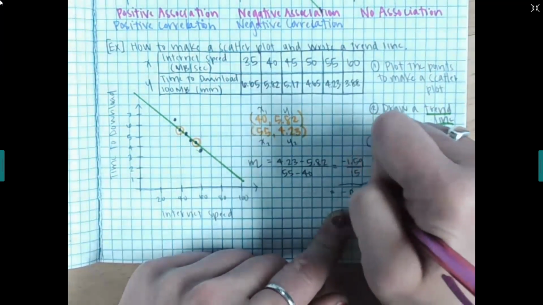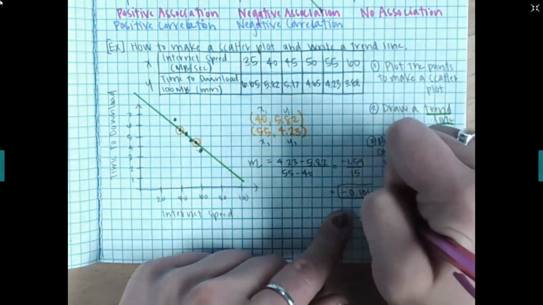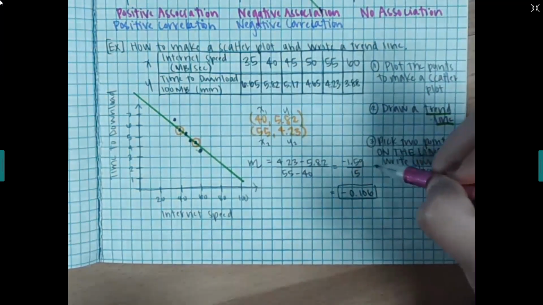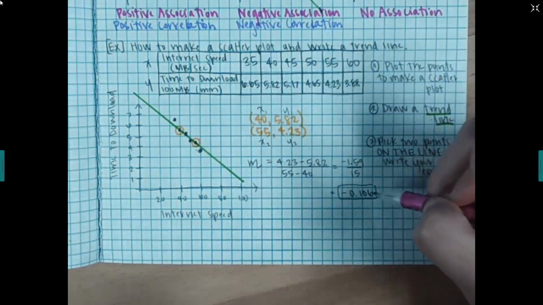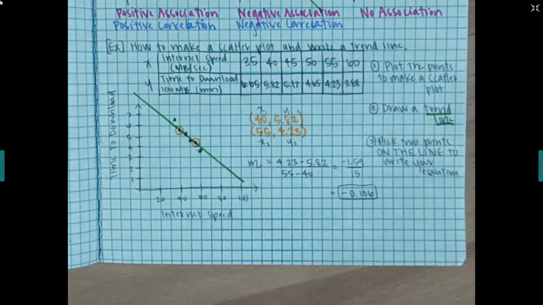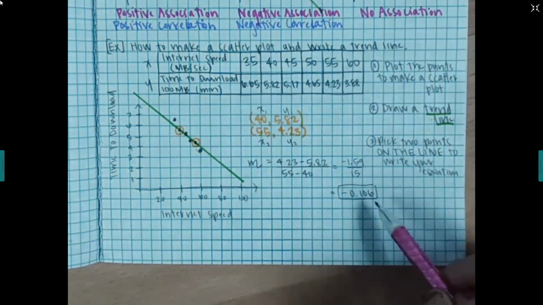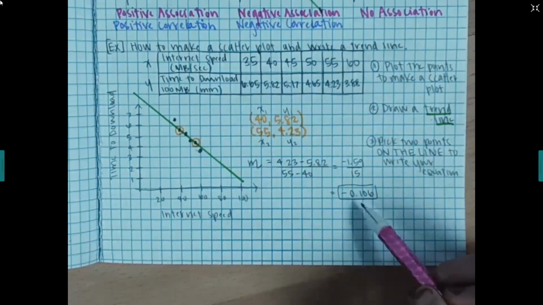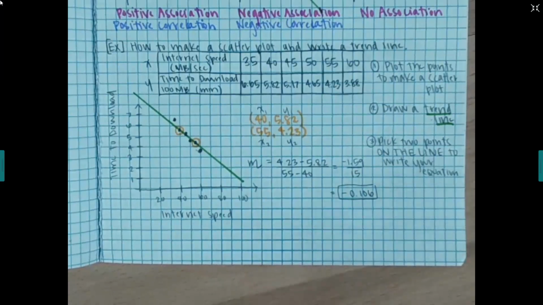Now, usually I say leave the slope as a fraction, but 1.59 over 15 is kind of crazy. And with this situation, we actually want to think about that as like the amount of time that it goes down as your internet speed gets higher. So it's going to go down by 0.1 of a minute as my internet speed goes up. So I can think of it like that.